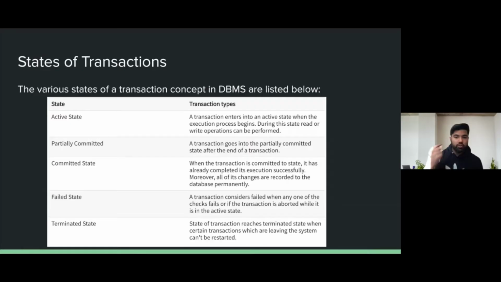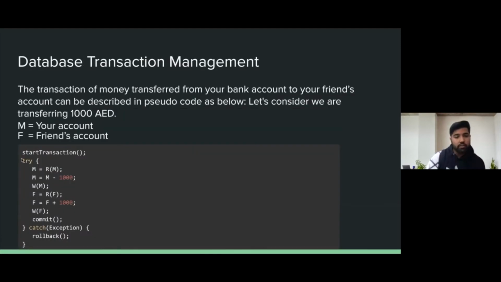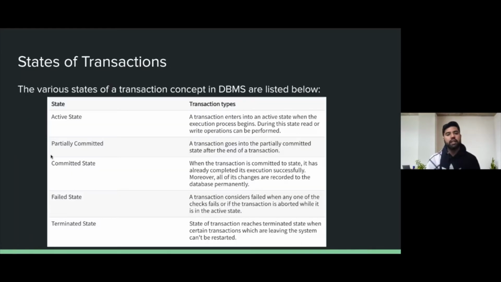What is the active state? A transaction enters the active state when the execution process begins. During this state, read or write operations can be performed. So as soon as you start a transaction, if I go back to my old slide, the start transaction, after that it becomes an active state. Now, what is partially committed?